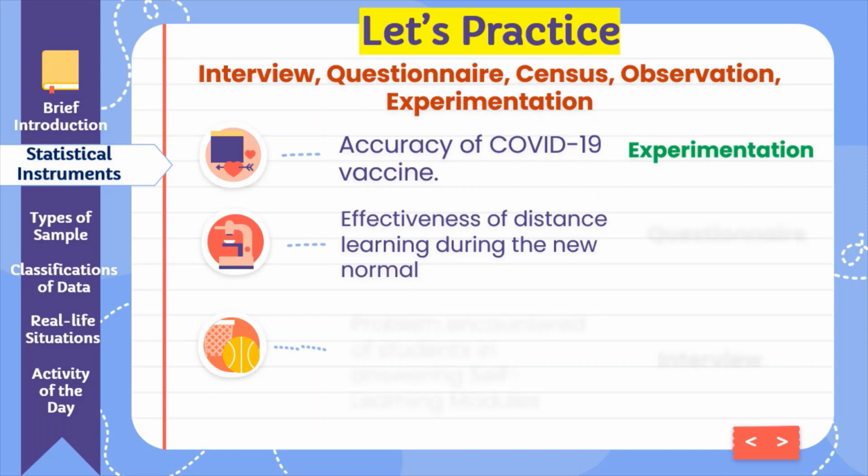Another one is effectiveness of distance learning during the new normal. So para malaman po natin yung effectiveness ng distance, so we need questionnaire. Para kung yan yung gusto natin malaman. So ito po yung gusto nating malaman para makapag-decision tayo. So ang gagamitin natin ng questionnaire. Kung accuracy naman sa vaccine, experimentation.